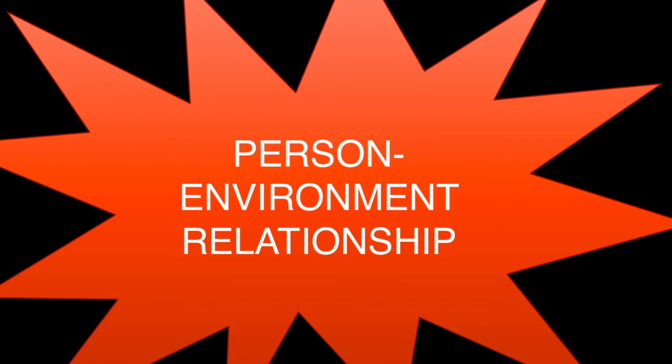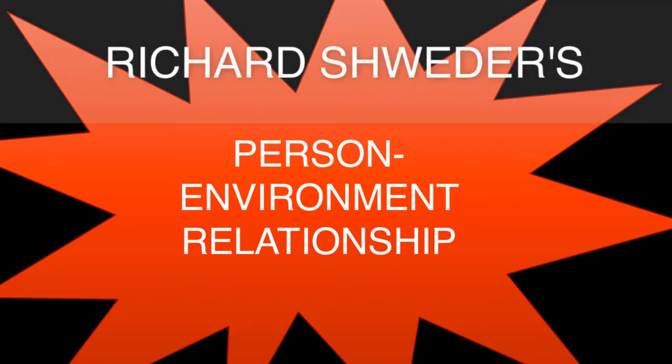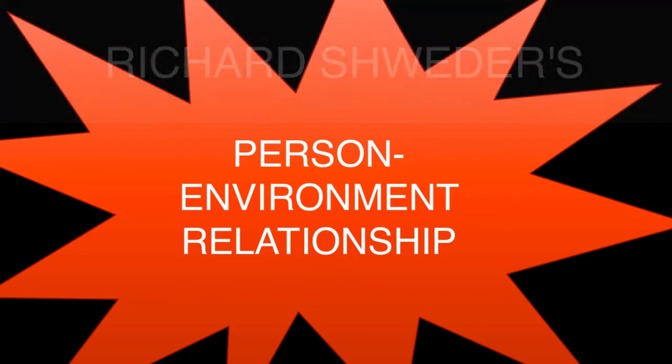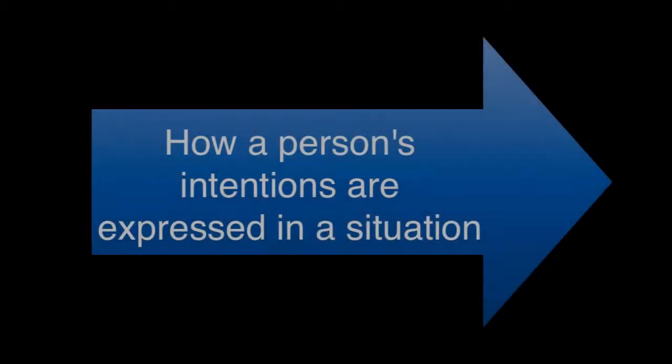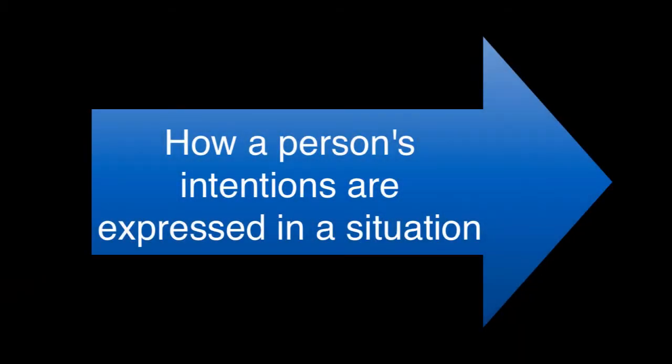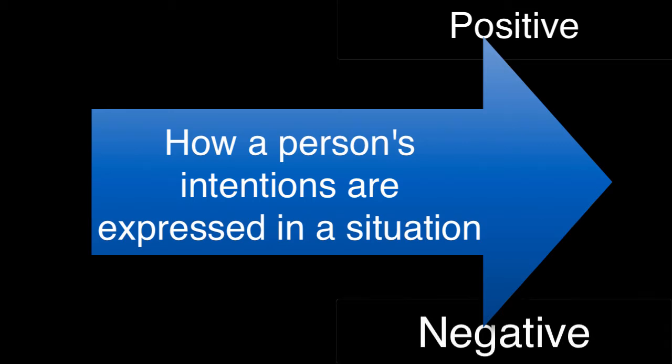Richard Schwader's analytic framework for describing the person-environment relationship can be used to understand how student-environment alignment and maladjustment can be explained. One dimension of a situation is the degree to which the person's intentions, their goals, beliefs, and desires, are expressed in a situation. Situations are positive when the context supports or amplifies personal intentionality, and negative when it diminishes, opposes, or interferes with it. Another dimension of the relationship is the degree of agency that a person may exercise.